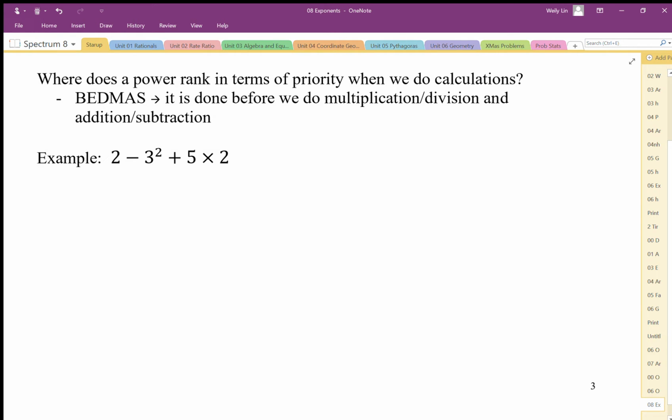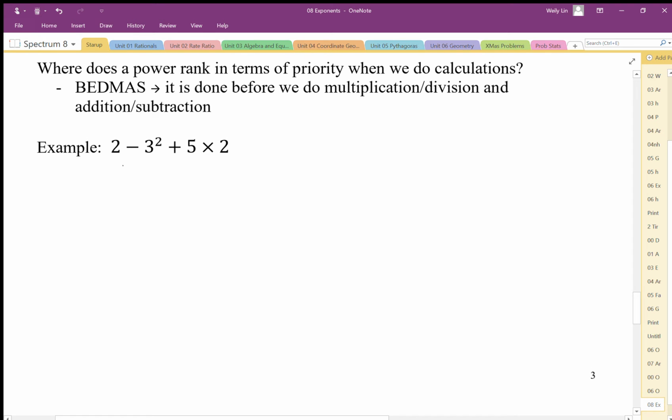So when it comes to BEDMAS, where does exponent lie? Well, exponents are more powerful than times and divide, and they're more powerful than add and subtract. So they're going to be done before addition, subtraction, multiplication, division. The only thing that gives priority is brackets, because brackets are a way to organize our order so that we can do the weaker operations first.